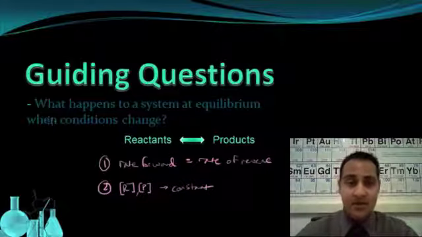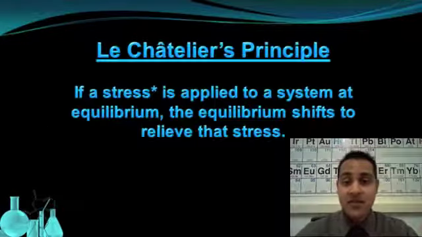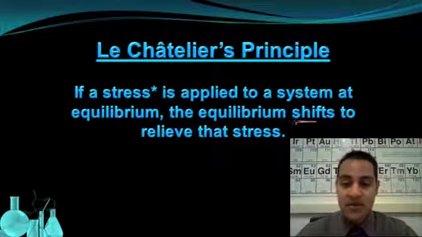Now it turns out this state of balance can be modified if the conditions change, and this is known as Le Chatelier's principle. Le Chatelier's principle says that if a stress is applied to a system at equilibrium, the equilibrium shifts to relieve that stress. We're going to get to what this idea of shifting means in a second, but first let's look at what a stress is.